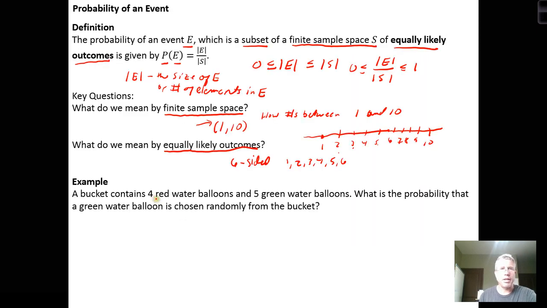A bucket contains 4 red water balloons. It contains 5 green water balloons. What is the probability that a green water balloon is chosen randomly from the bucket?